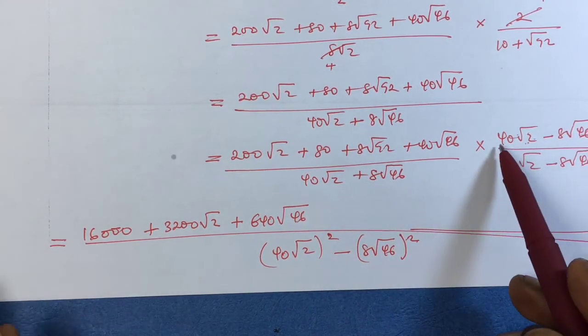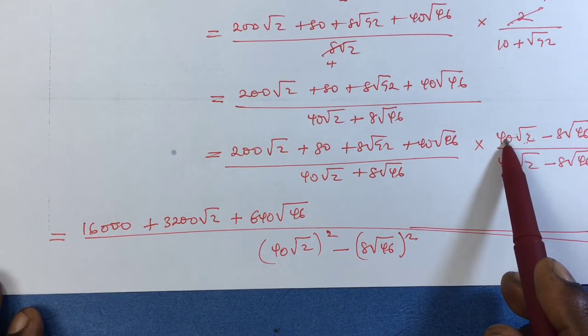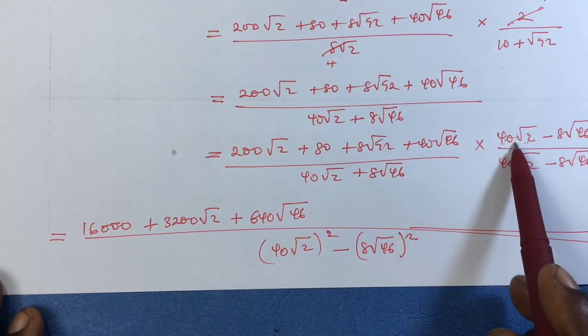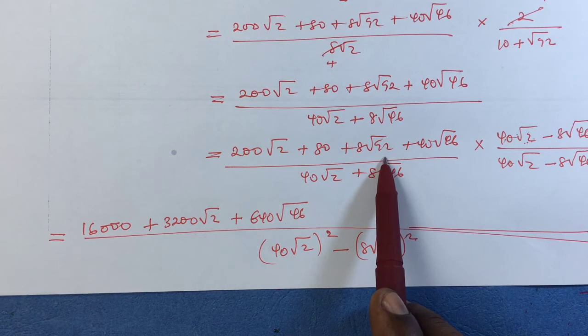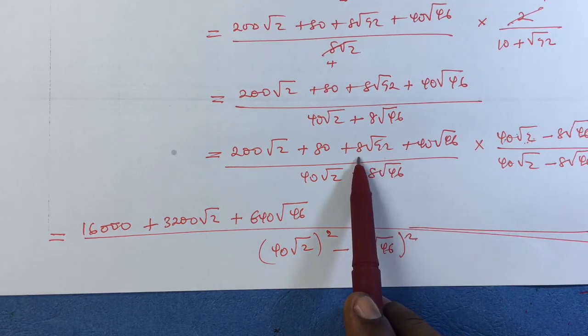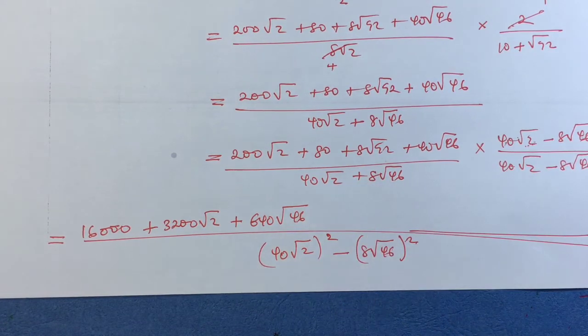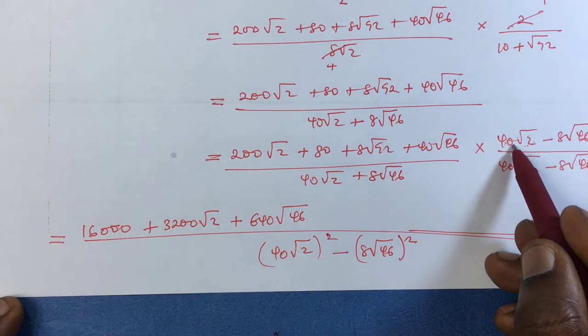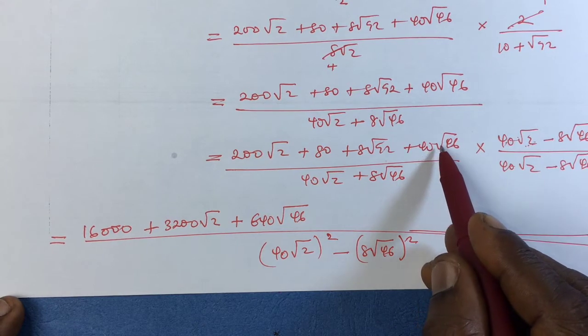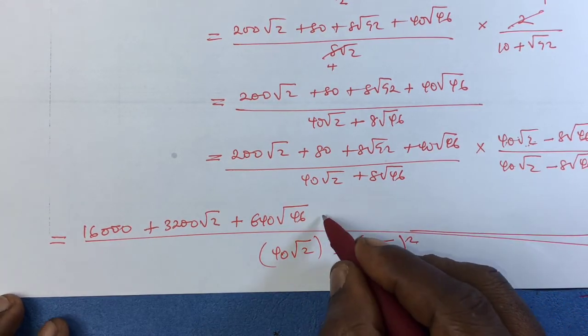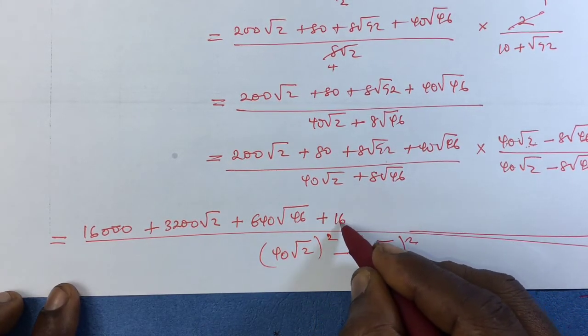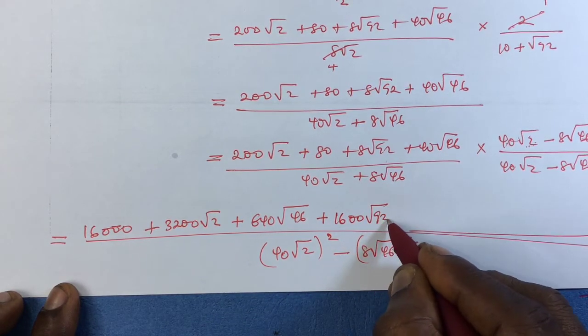Okay, so you end up having 40 root 2 times root 2, which is now 80. 80 times 8 will give you, at the end of the day, 640 root 46. Okay? So 80 times 8 will give you 640 times root 46. Now, using 40 root 2 to multiply 40 root 46 would end up giving you this result, 1,600 root 92.